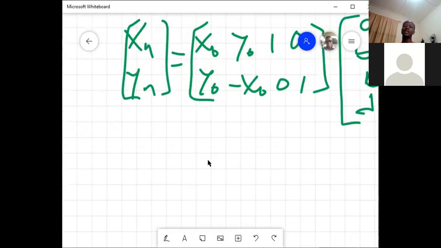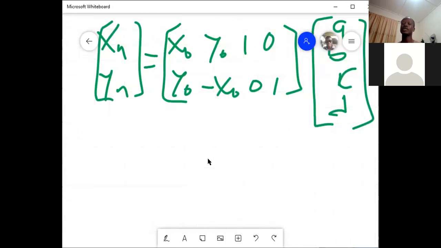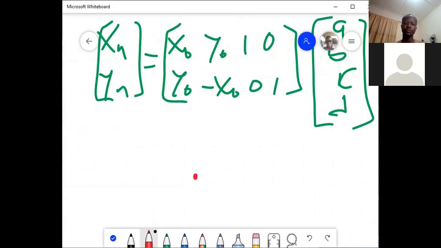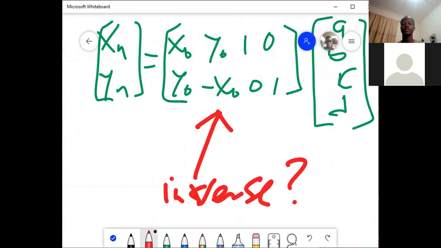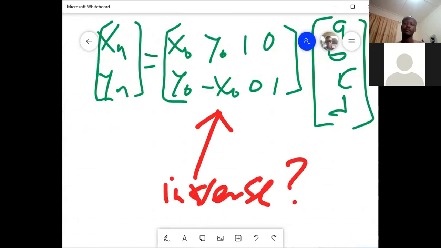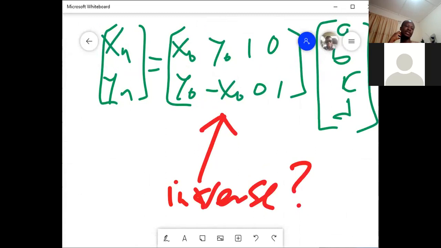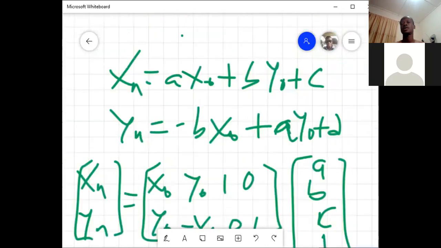So this is getting us somewhere. The only challenge with this is that we can't find the inverse of this matrix here. We can't find the inverse of it. Okay, we can't, and that's a challenge. But the interesting thing is that we can write more equations.